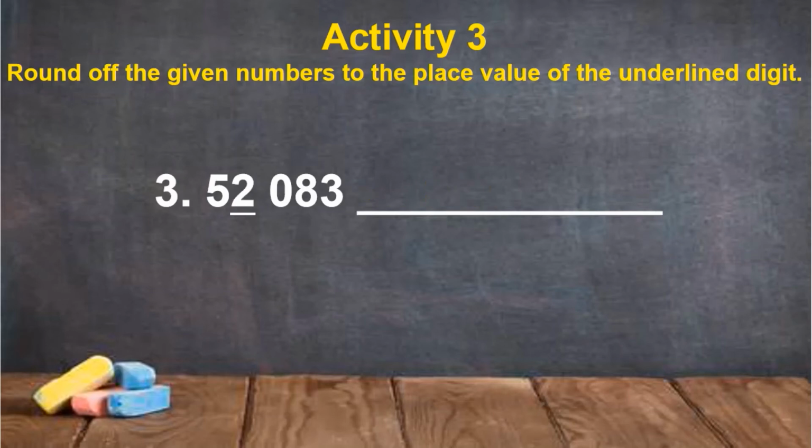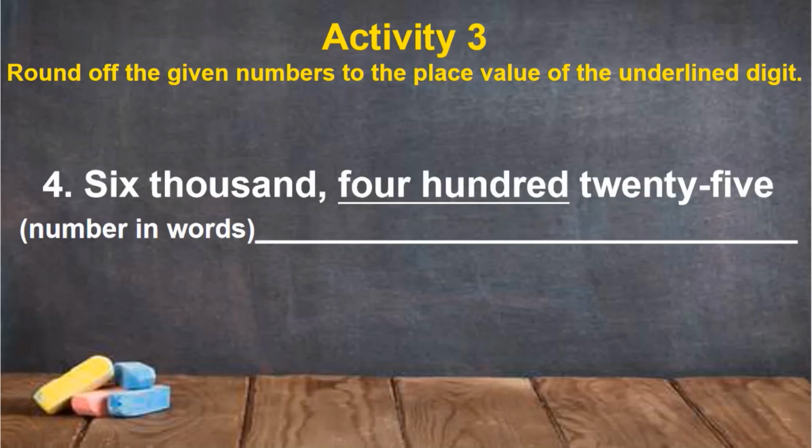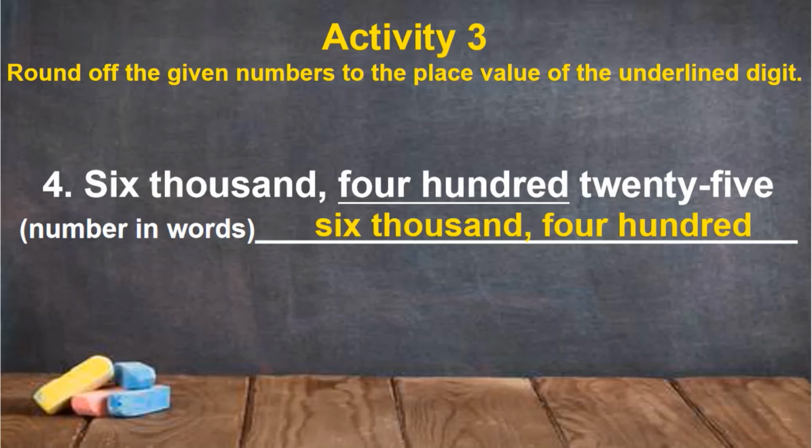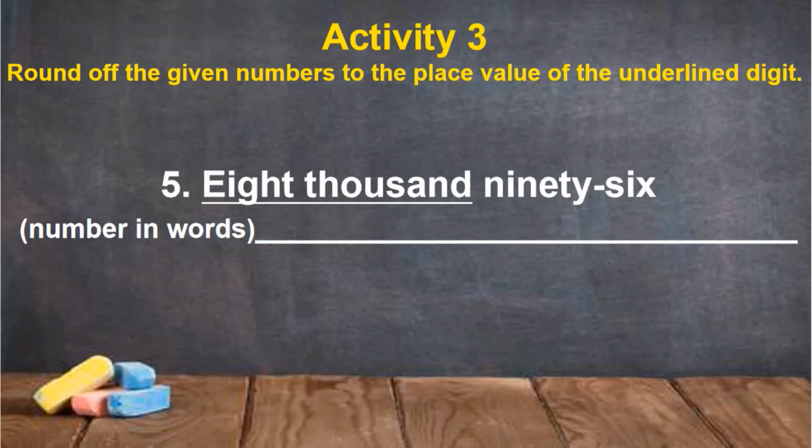Number 3. 52,083. The underlined digit is 2. The place value of 2 is thousands. Round off 52,083 to the nearest thousand. The correct answer is 52,000. Number 4. 6,425. The underlined digit is 4 and the place value is hundreds. Round off 6,425 to the nearest hundreds is 6,400. Number 5. 8,096. The underlined digit is 8, and the place value of 8 is the thousands place. 8,096 rounded off to the thousands place is 8,000.